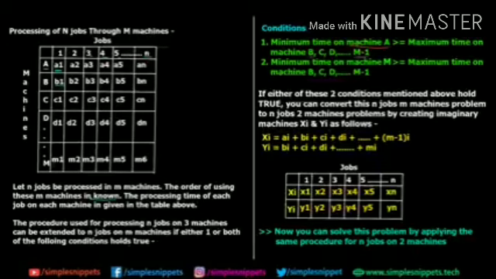Or we have the second condition. Minimum time on machine M has to be greater than or equal to maximum time on machines B, C, D through M-1. So either of these 2 conditions needs to hold true, and if any of the conditions is true, then we can convert this N jobs M machines problem to an N jobs 2 machines problem.